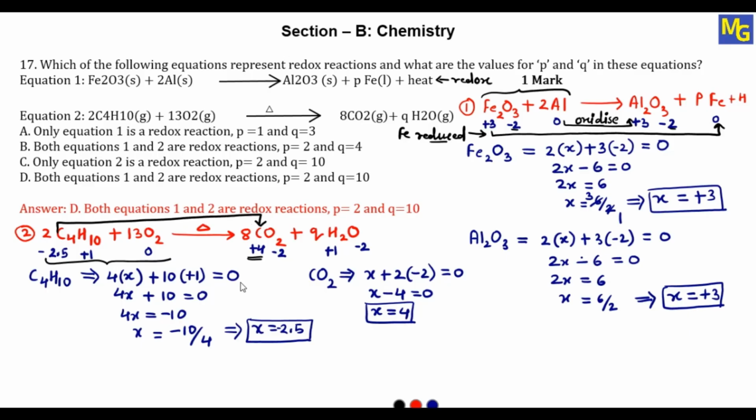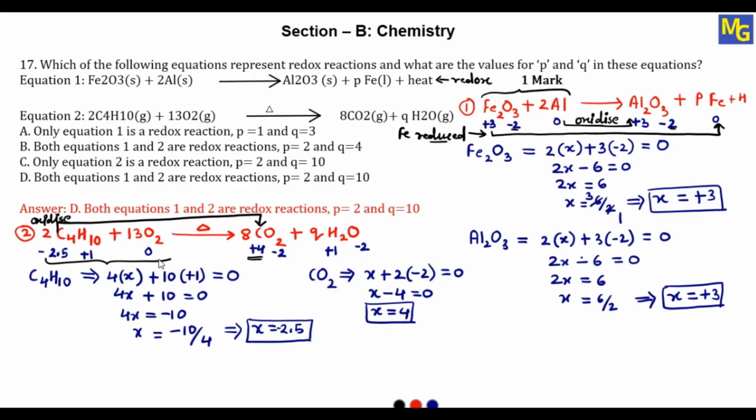So the oxidation state of this has increased. I hope you are understanding. From minus 2.5 it became plus 4. So what is the meaning of this? The meaning is carbon has got oxidized. So for this reaction I will write it here somewhere: carbon has got oxidized.